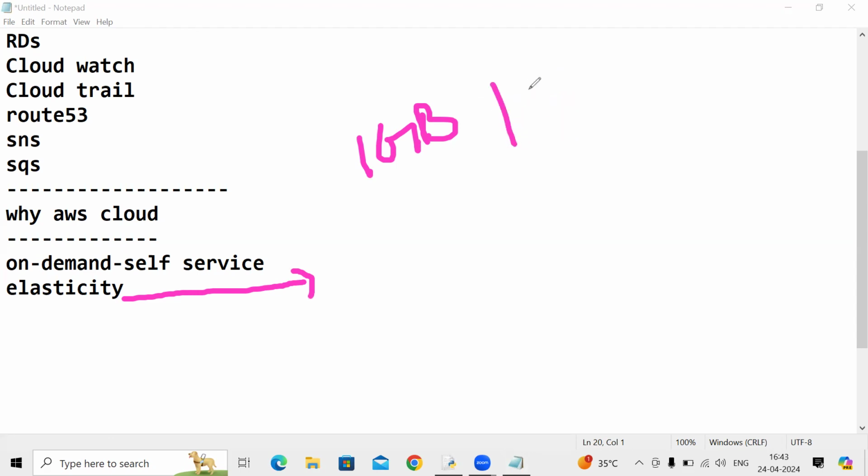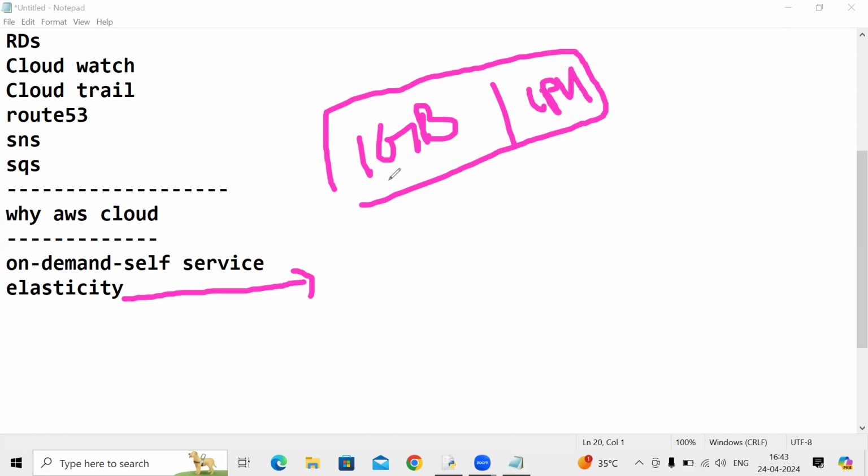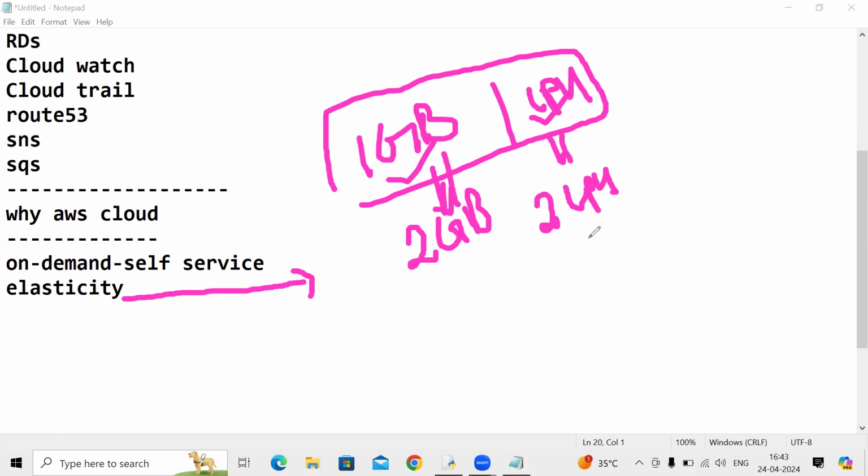You are using a server with 1 GB memory and one CPU. This is the server configuration. Suppose you want to increase it based on the customers, from 1 GB to 2 GB and one CPU to two CPUs, then you can easily scale up. You can easily scale up and scale down.